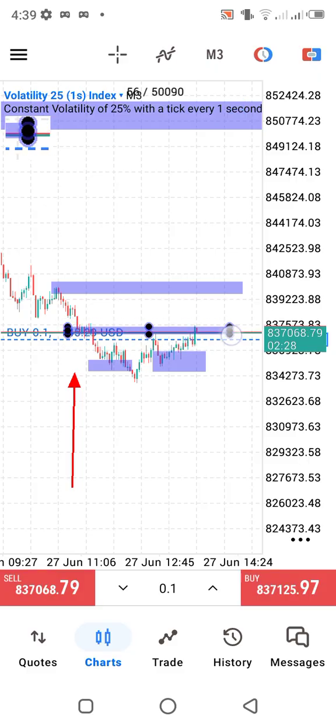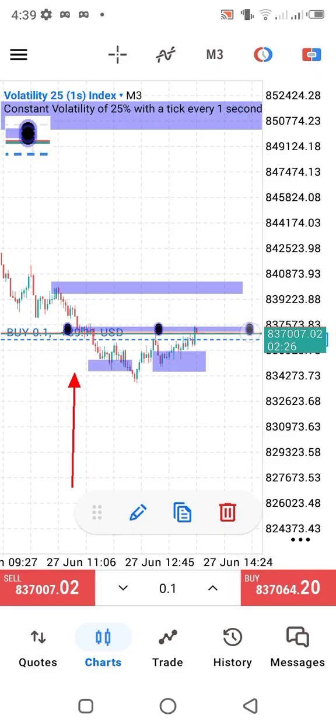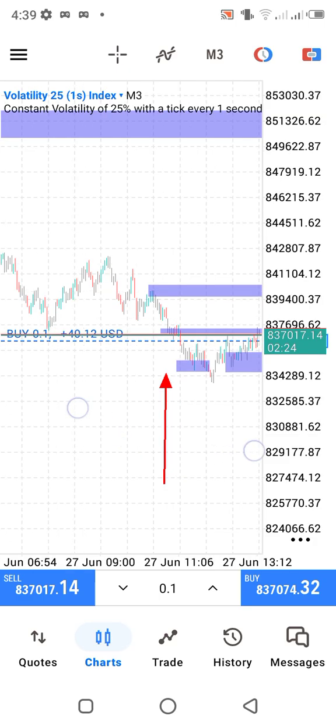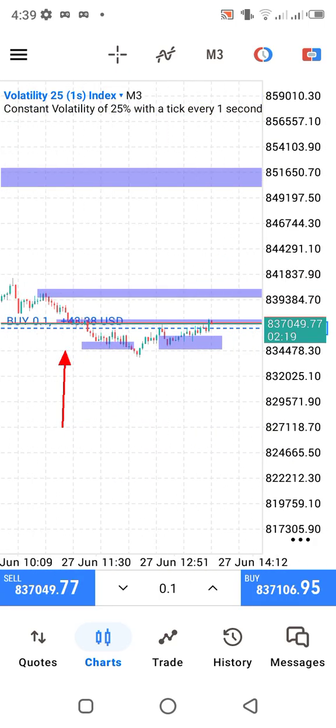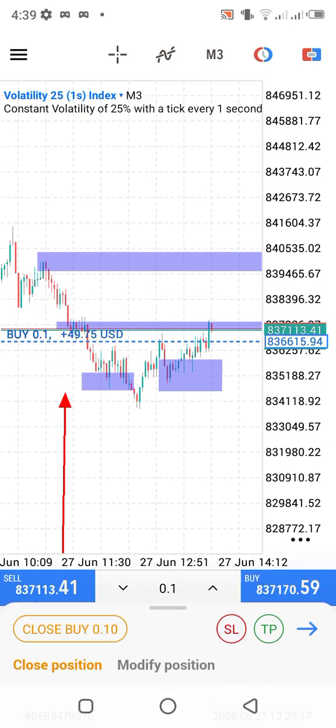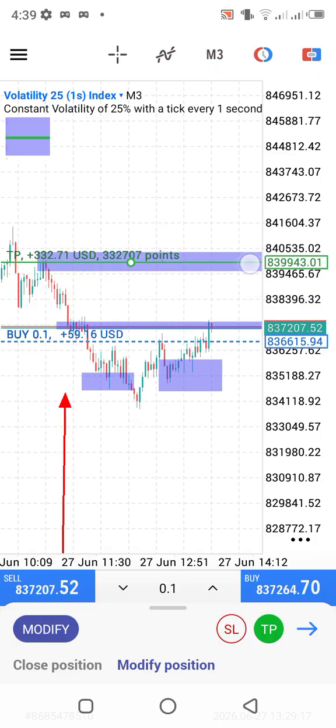This is another block. If you observe, when price reached this area, we were able to break structure to the downside, but this order block is not as strong, because it never actually had enough momentum. This is the one which had enough momentum.